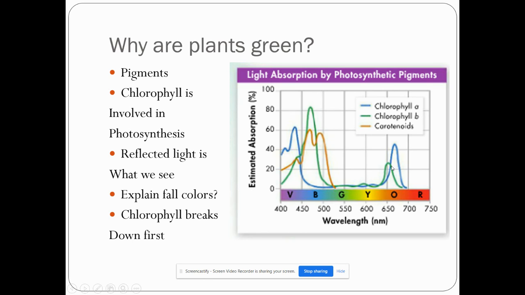But where aren't they absorbing a lot? Right here, right in green. That's the lowest. And so what happens then is the green light is reflected back, not absorbed, and that's what we see. And that's how we see colors. We see colors by the light that is reflected back.